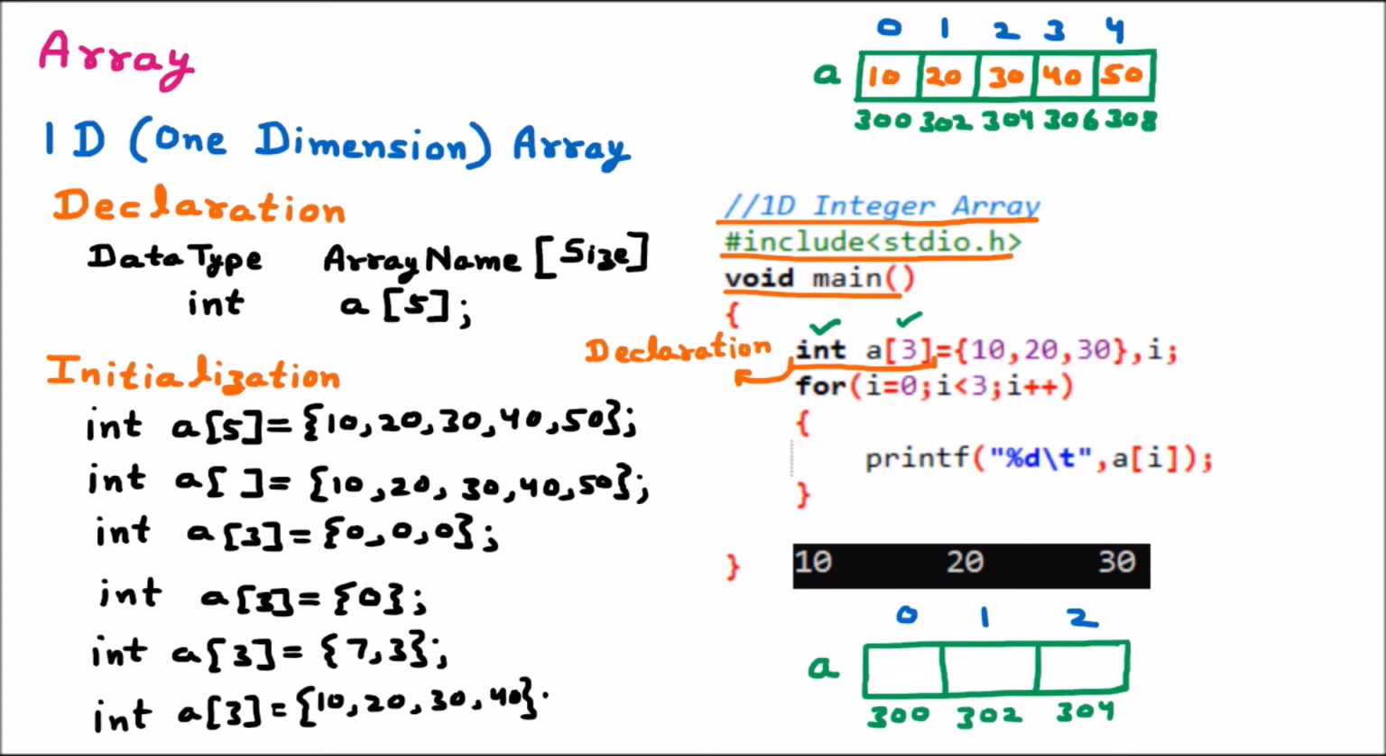Then afterward we are saying equal to {10, 20, 30}. This is called initialization of the array, so the array is initialized with the values. The first value is 10, so at index 0 we have 10, then 20 at the first index, then 30. So all three elements are initialized.